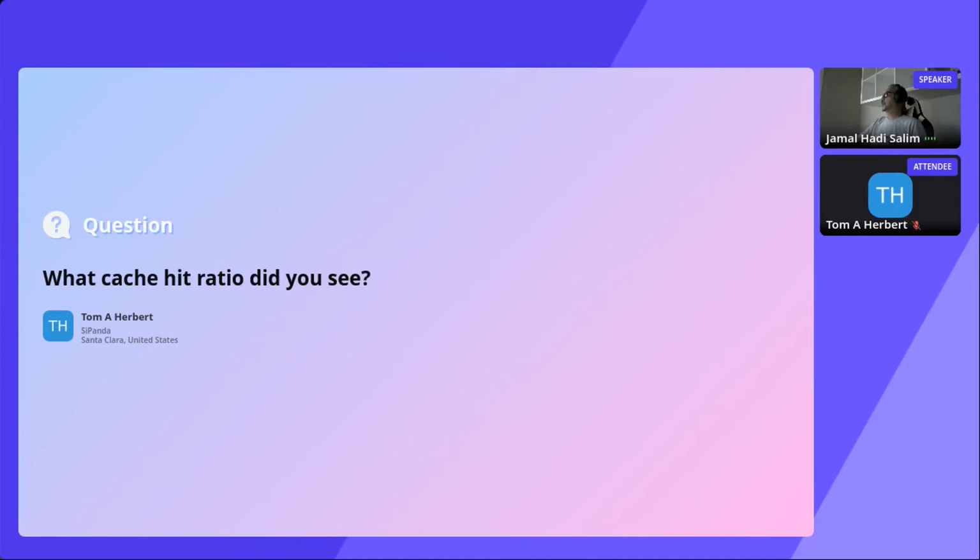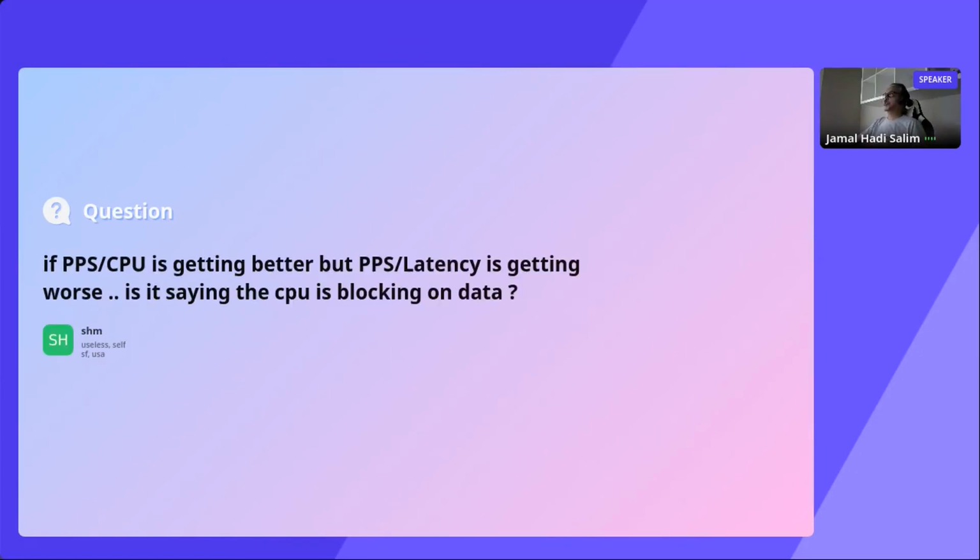All right. Next question here was from Shrijit. I'm going to show it on the stage. Is PPS getting better, but PPS latency getting worse? Is it saying the CPU is blocking the data? So that's a very good question.